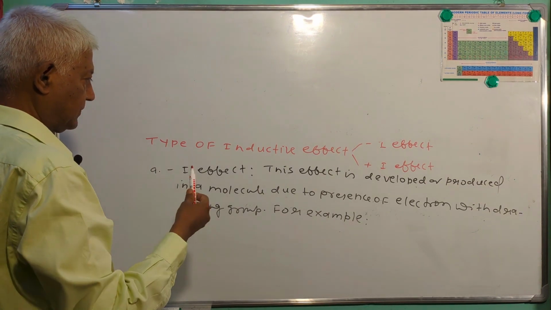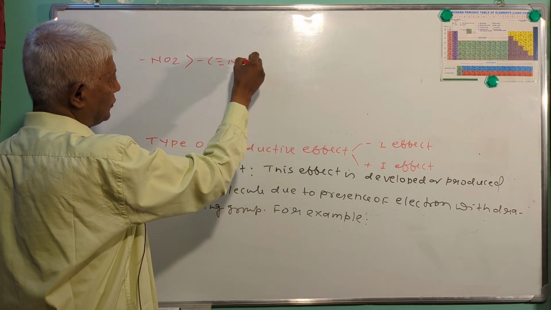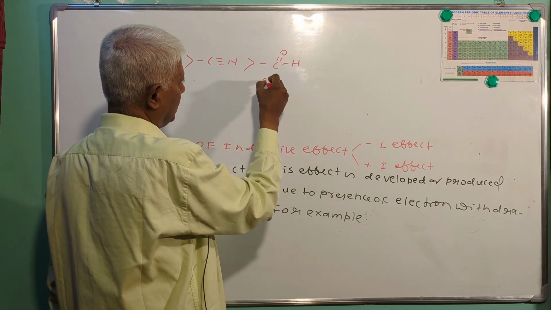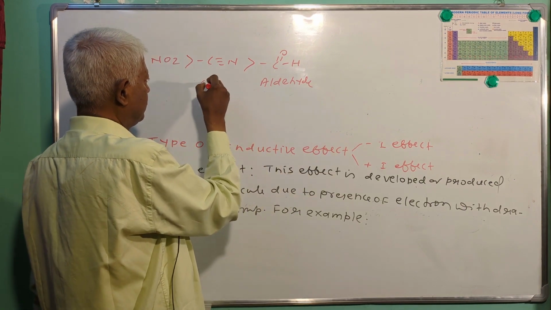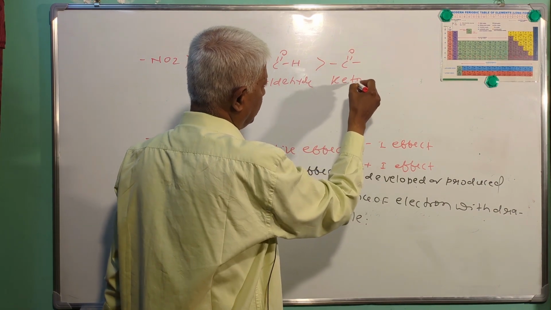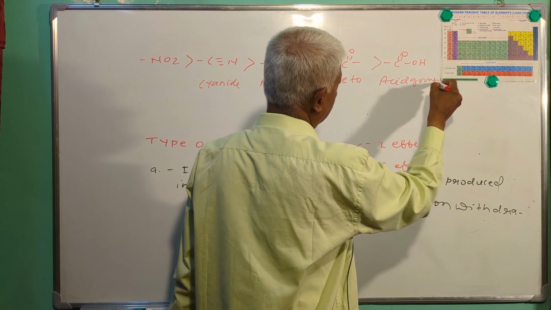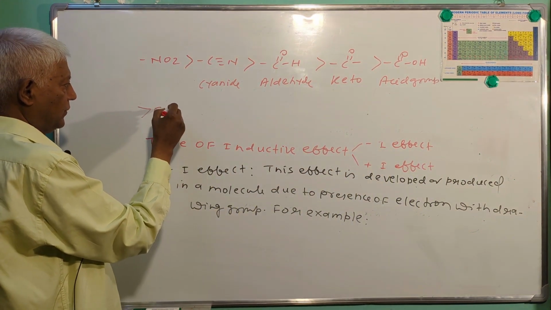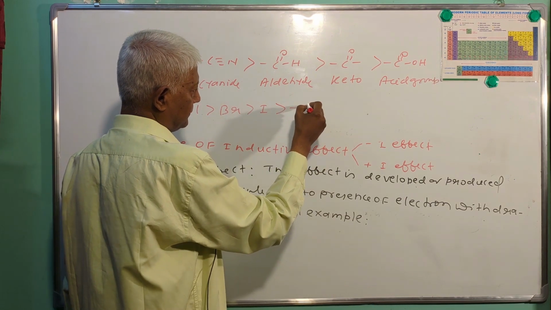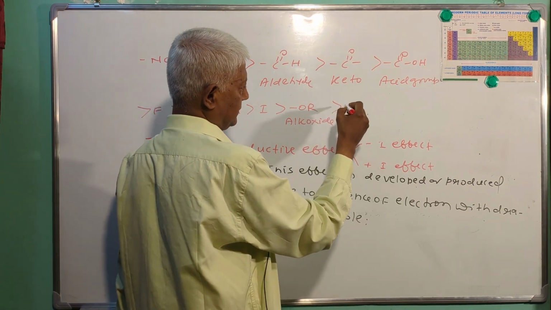For example, the nitro group, cyanide group, aldehyde group, keto group, acid group, we can say fluorine, chlorine, bromine, iodine, alkoxide, and OH group.